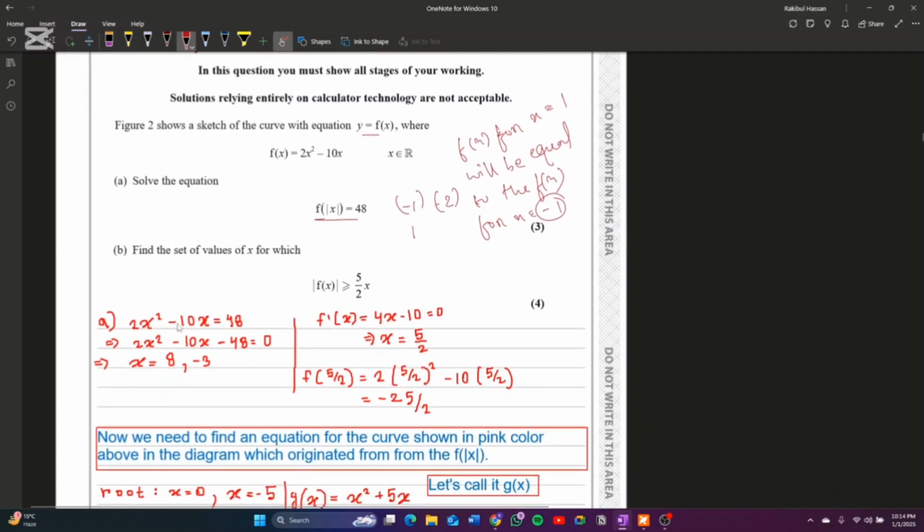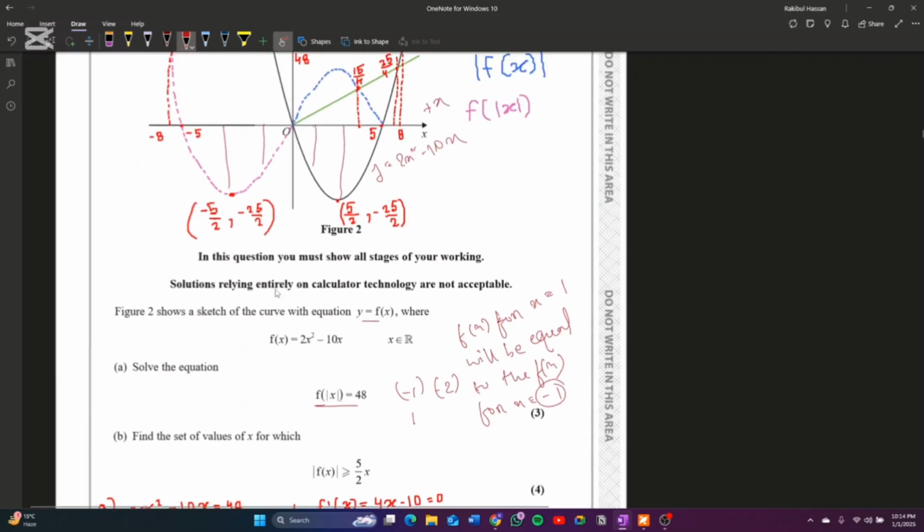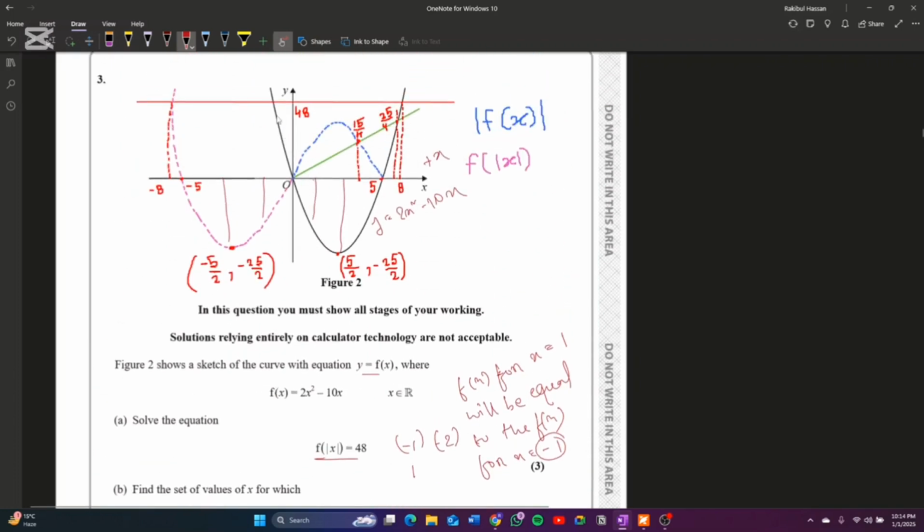So if we just put it without the modulus sign, 2x squared minus 10x equals 48, we find that x is equal to 8 and negative 3. Since we have modulus, we are going to ignore this negative 3, because for this modulus sign it will never be there. It vanishes. We don't consider this entire part of the curve.